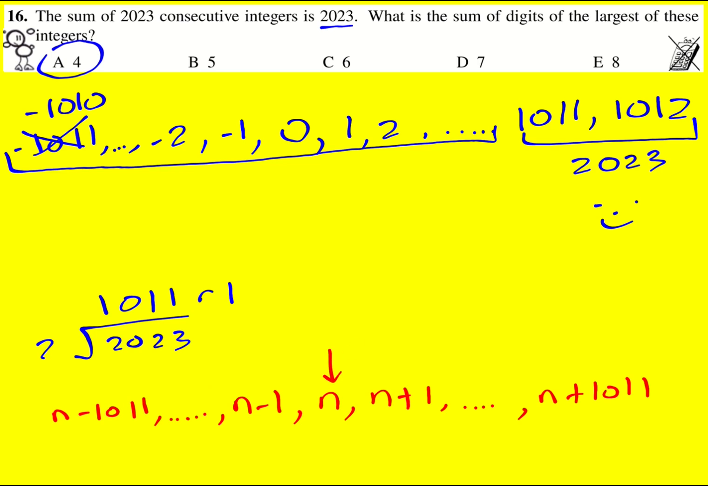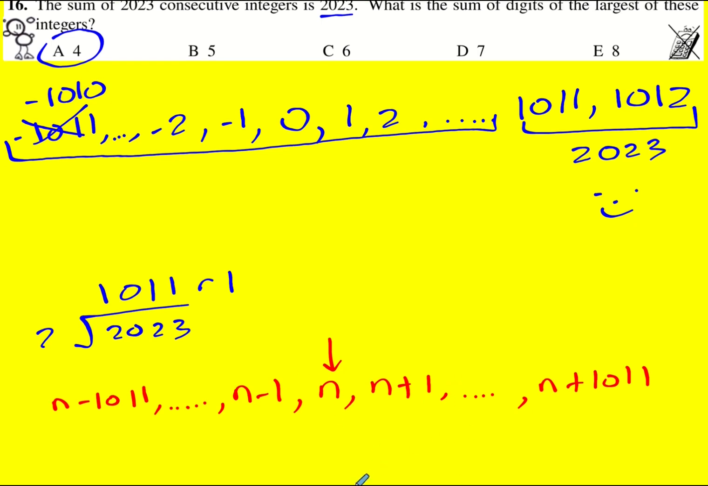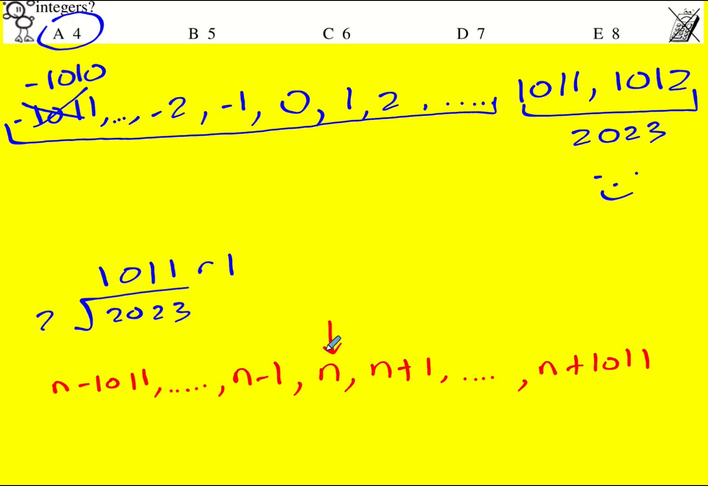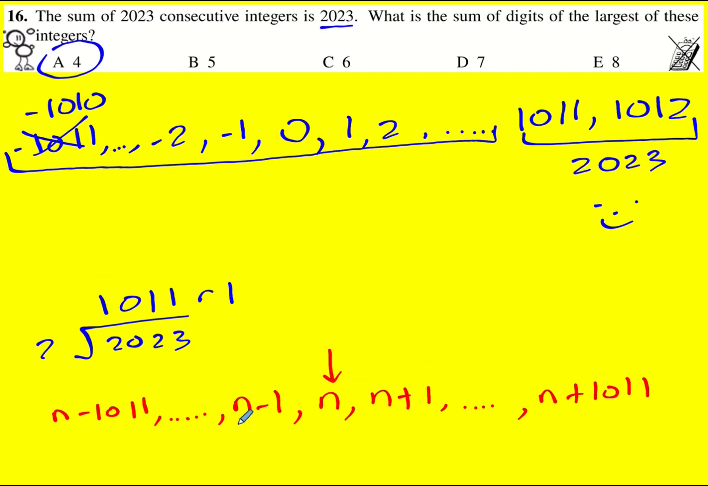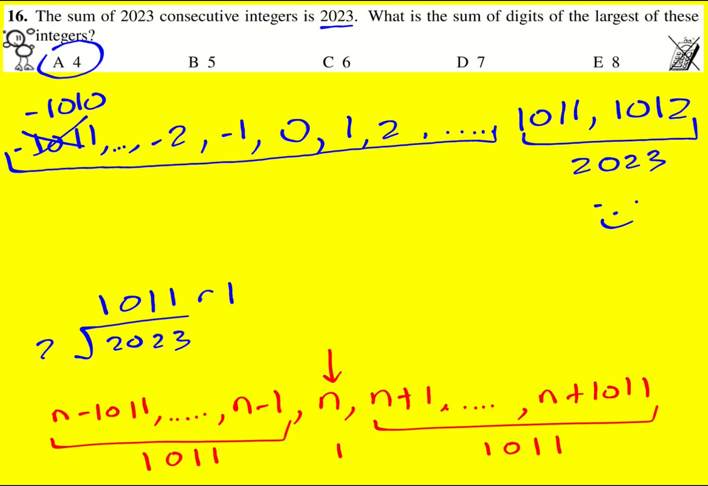This is harder to get your head around, I think, but it's worth carrying on watching, because it's a nice general approach. I'm just going to say it again. I've got this middle number n, so I know I've got the same number either side, and I've just made sure that I've got 2023 in total, because I know that I've got 1011 numbers here, from 1 to 1011, and I've got 1011 numbers here, and I've got this middle number. So that's how I know that I've got 2023 consecutive integers.